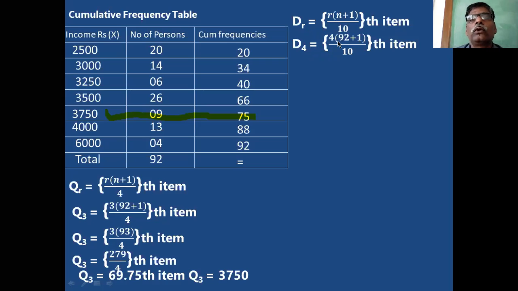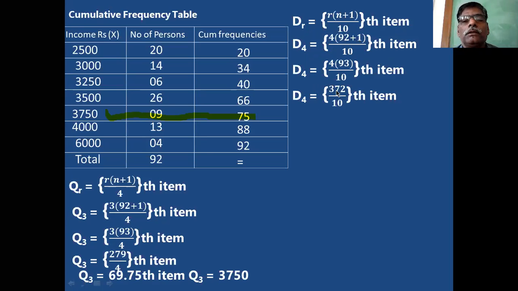D4 is equal to 4 into 92 plus 1 divided by 10th item, not the exact answer. The item number comes, then you search the item number in the table and find the X value. So 93 into 4 is 372, divided by 10. Therefore, D4 is 37.2 item.